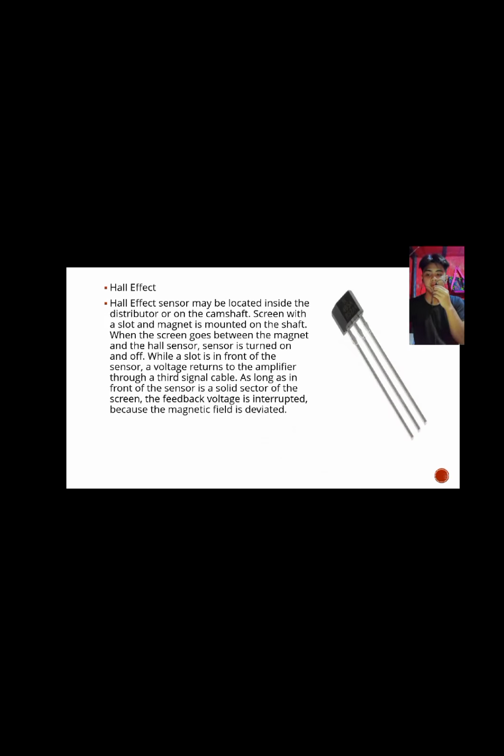Hall effect. Hall effect sensor may be located inside the distributor or on the camshaft. A screen with a slot and magnet is mounted on the shaft. When the screen goes between the magnet and the Hall sensor, the sensor is turned on and off, with a slot in front of the sensor. A voltage returns to the amplifier through a third signal cable. As long as in front of the sensor is a solid sector of the screen, the feedback voltage is interrupted because the magnetic field is deviated.